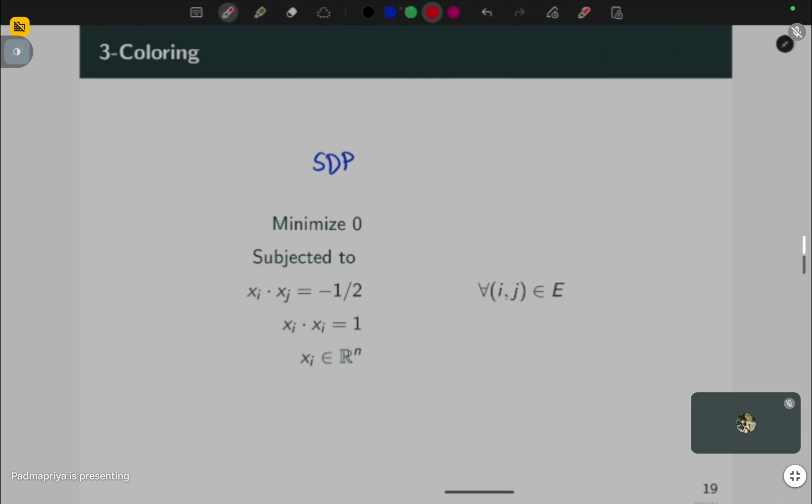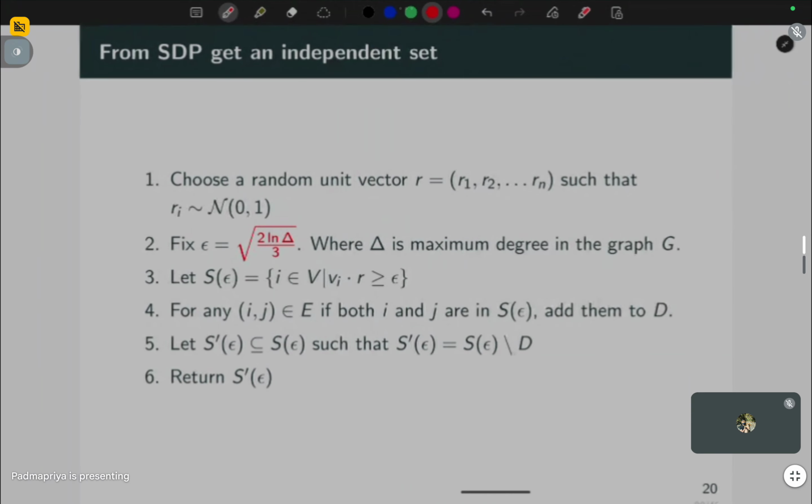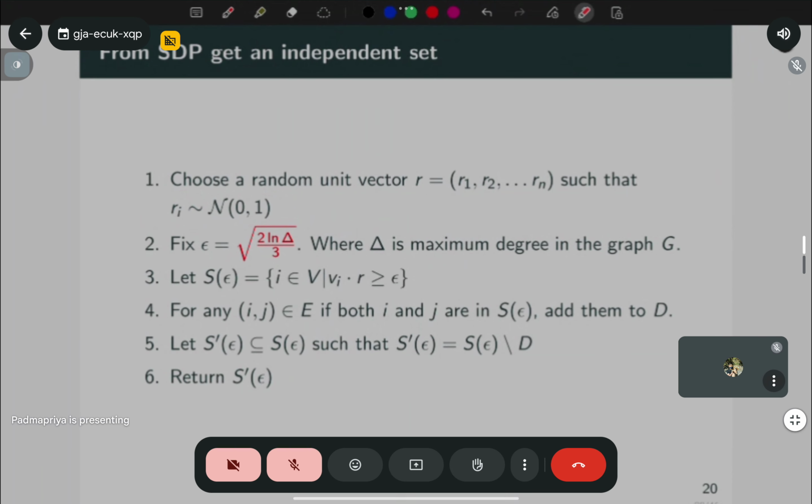Coming back to the algorithm, we first solve this SDP, and now the idea is to get an independent set and then color it off. To get the independent set, we choose a random unit vector, where each entry is Gaussian random, normally distributed. Why do we want such a thing? When we see the analysis part, if we have time, picking it Gaussianly helps us say a lot of things exactly, like the number of vertices returned by this algorithm, and the number of colors used.